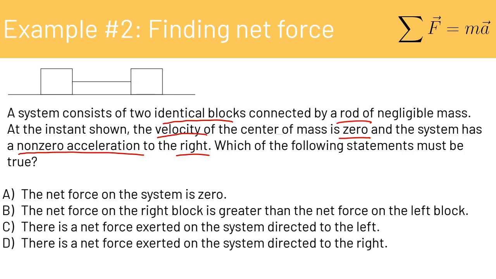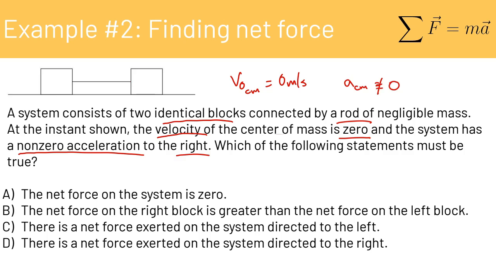Okay, so let's think about what's going on here. We have these 2 identical blocks that are connected by a rod of negligible mass. So the 2 blocks are essentially connected to each other without any mass. And the whole system starts with a velocity of 0. So we have an initial velocity for the center of mass of 0 meters per second, and the whole system has a non-zero acceleration. So the acceleration of the center of mass is non-zero.